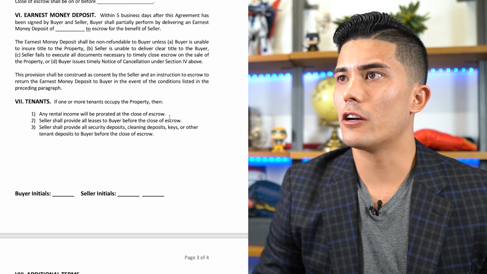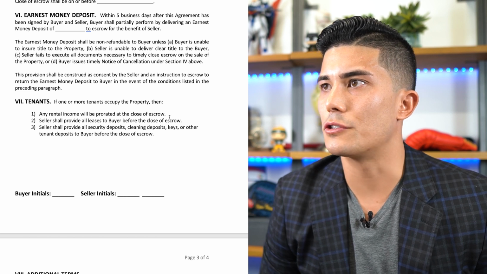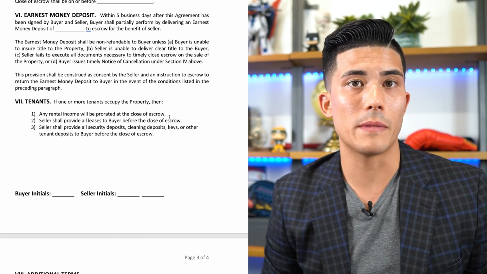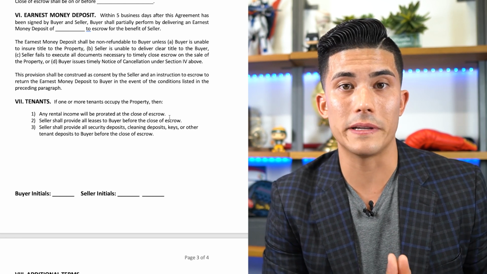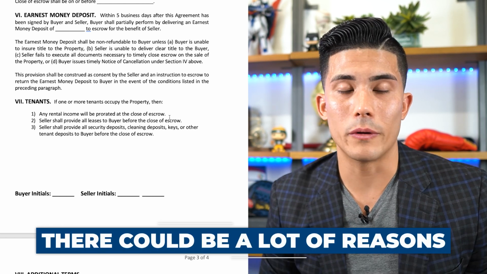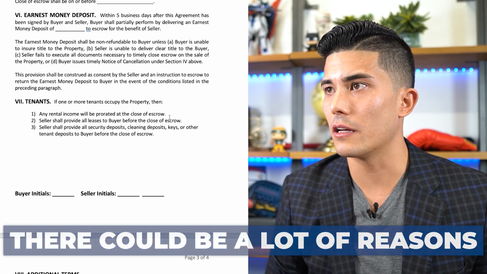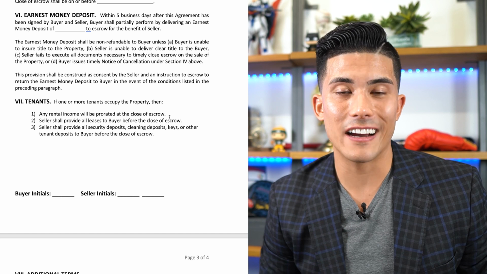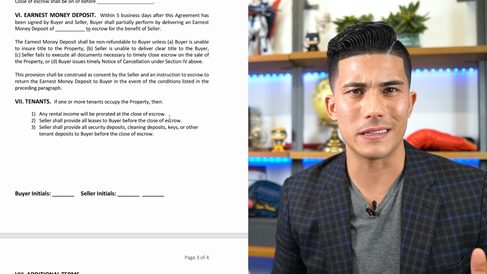As you can see here, the earnest money shall be non-refundable to buyer unless buyer is unable to insure title to the property. So maybe the title company's not willing to insure it, because there could be a lot of reasons why they wouldn't insure it. Seller is unable to deliver clear title to the buyer. This is part of the reason why they wouldn't insure it, because they can't guarantee clear title. They kind of mean the same thing.